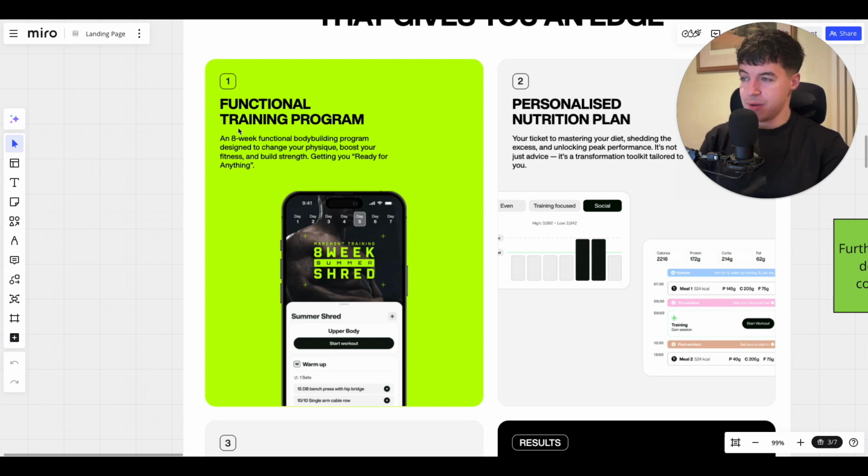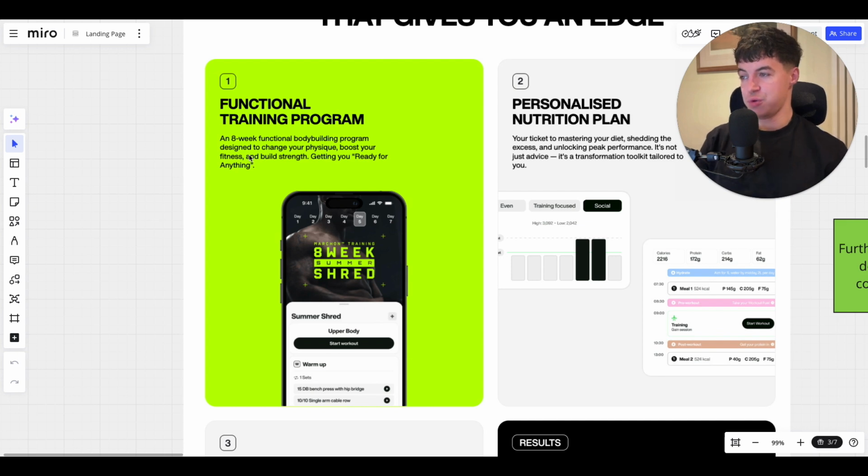So what they're not doing here is saying, "Functional training program: on day 5, you will be doing an upper body program, and you will start with 15 reps of dumbbell bench press." They're not talking about the features, they're not talking about the how. They're simply giving you a little bit of context at an extremely high level. They're giving you a very, very high-level definition of what this is, which is a functional bodybuilding program.